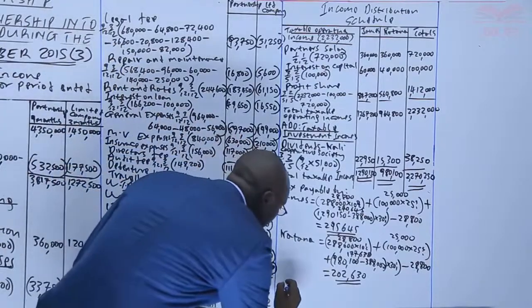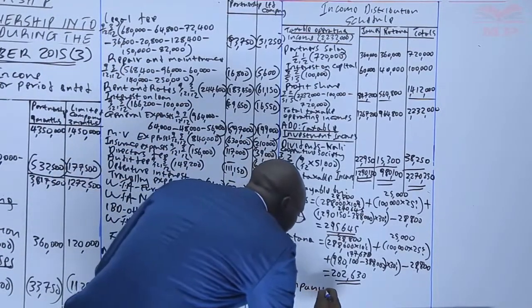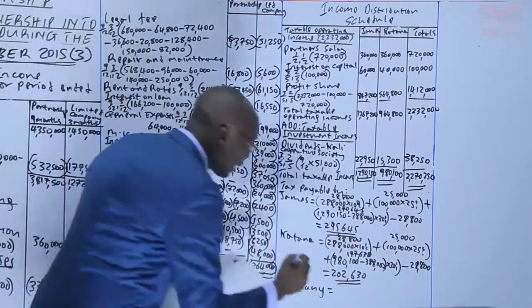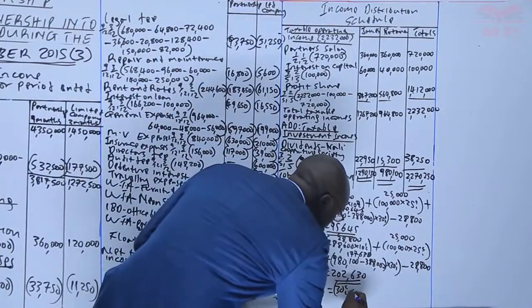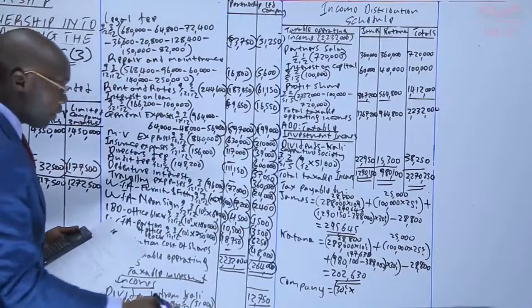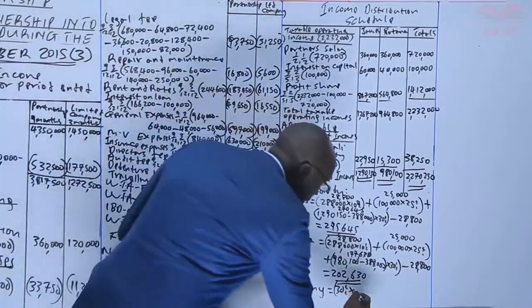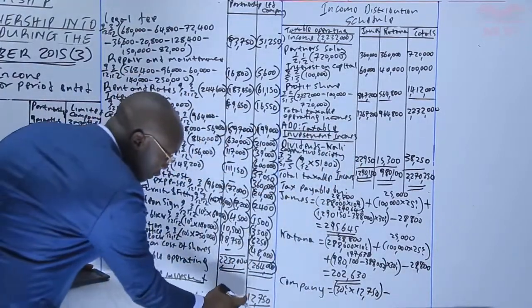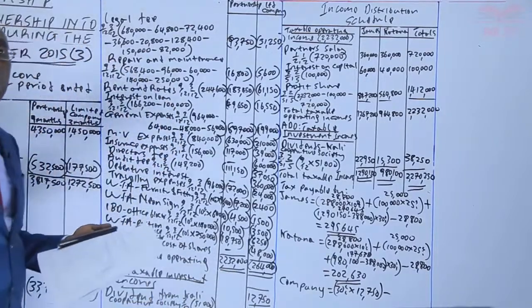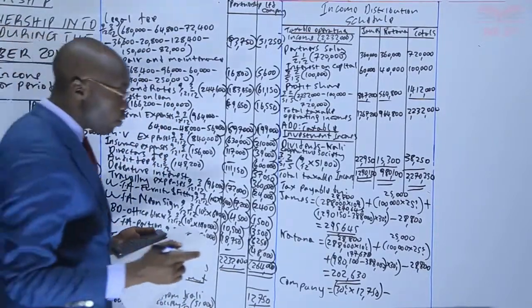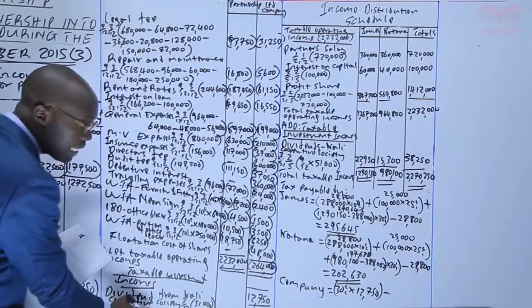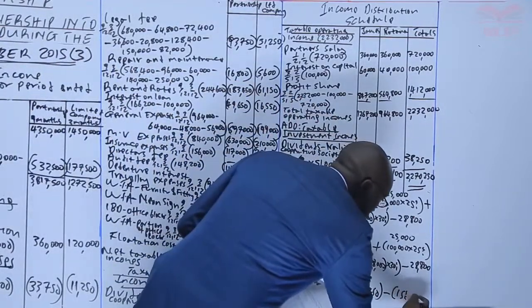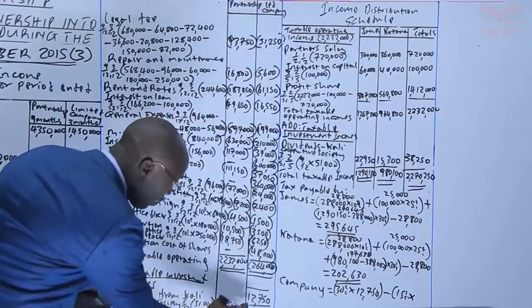Now, for the company, we said we normally tax at the rate of 30%. So we are going to take 30% of the taxable income, which is 12,750. However, we said if the investment income is subject to withholding tax at the source, you must minus the withholding tax. So withholding tax for this dividend, which is non-qualifying, is 15%. So we take 15% of the 12,750.